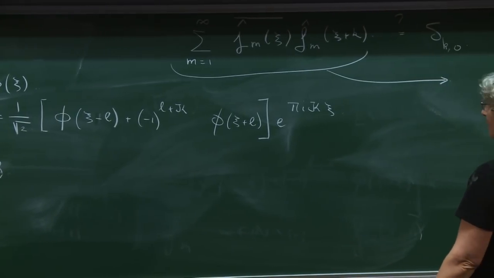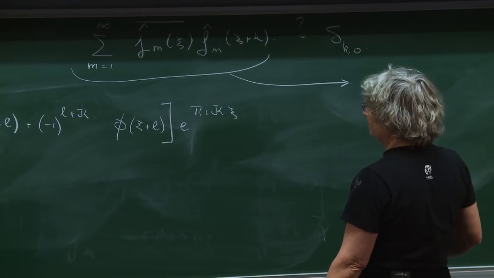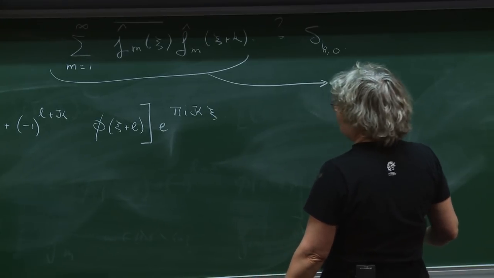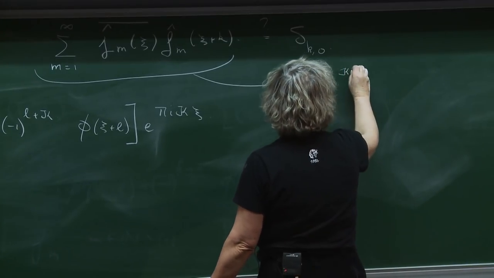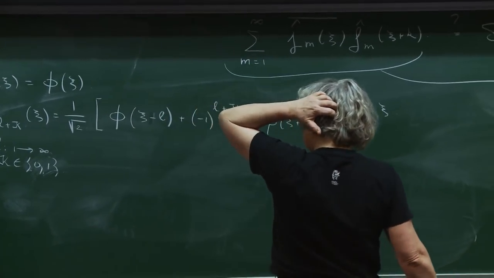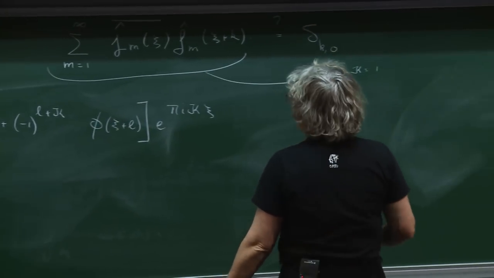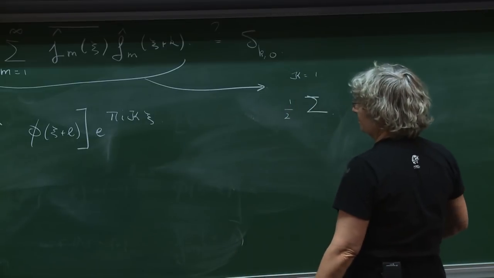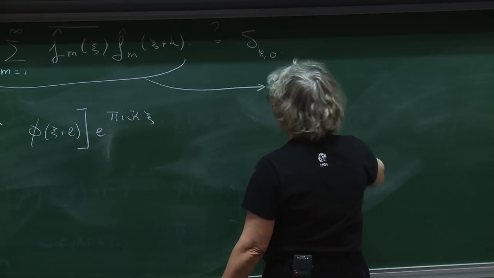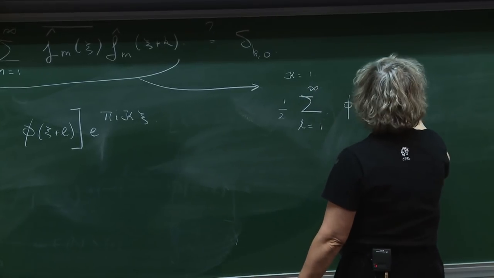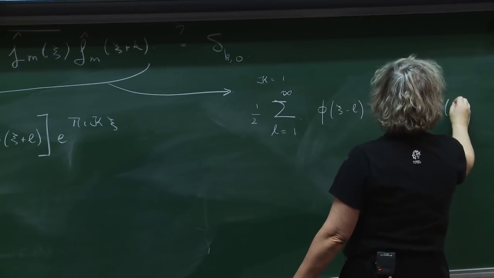So we have here, let's look at the sum when kappa equals 1. So we look at the odd ones here. Then what we get is a half sum for L is 1 to infinity. And we get phi xi minus L minus minus 1 to the L phi xi plus L.